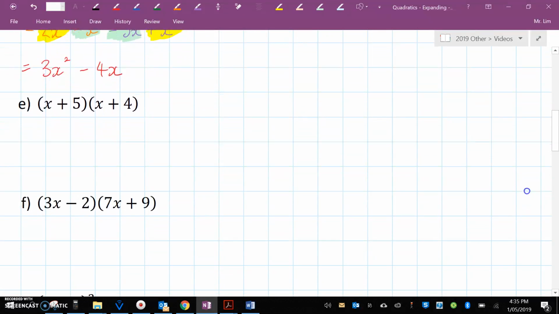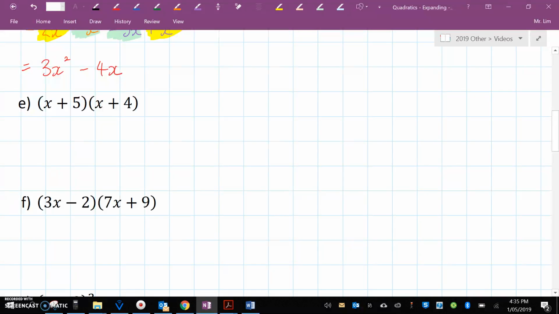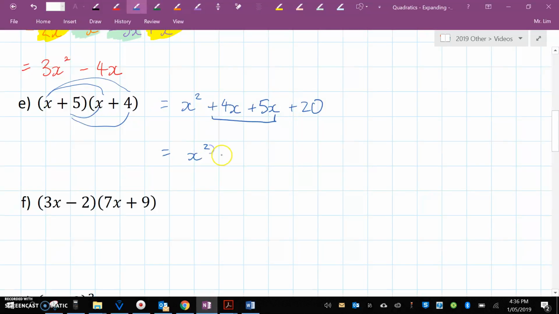Question E. Here we have a binomial product, so we need to use the FOIL method. First, outside, inside, last. X times x is x squared. X times 4 is 4x. 5 times x is 5x. 5 times 4 is 20. Collect our like terms. X squared plus 9x plus 20.